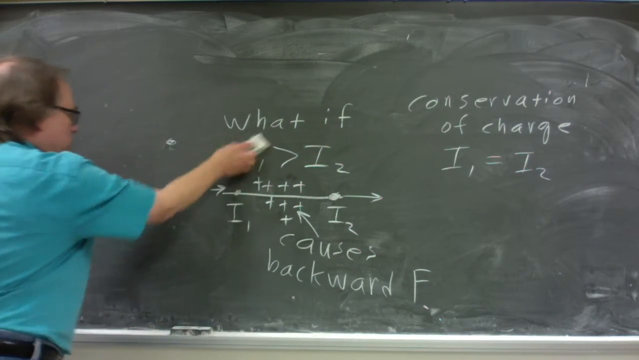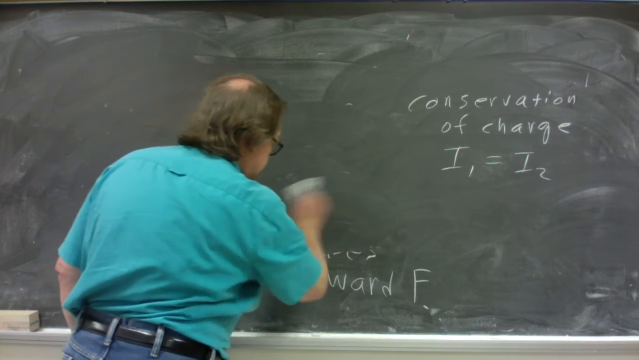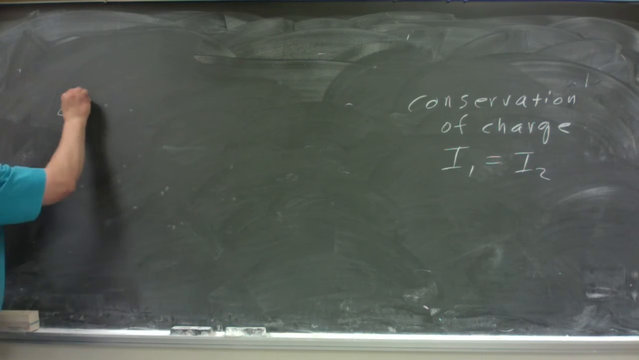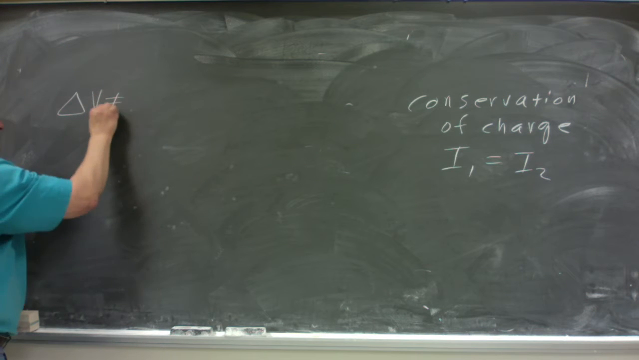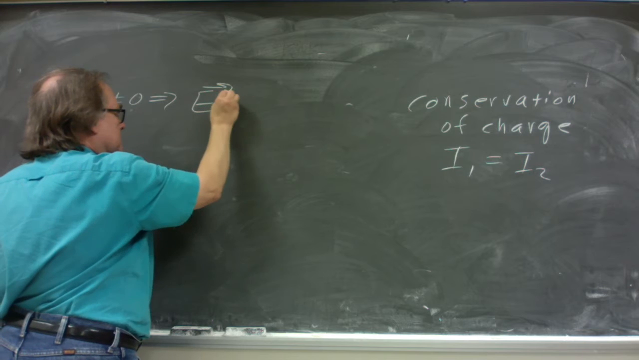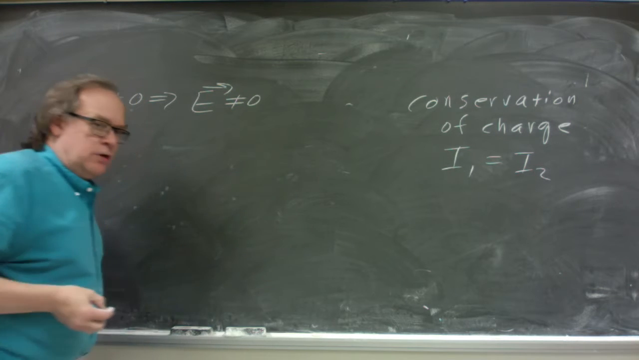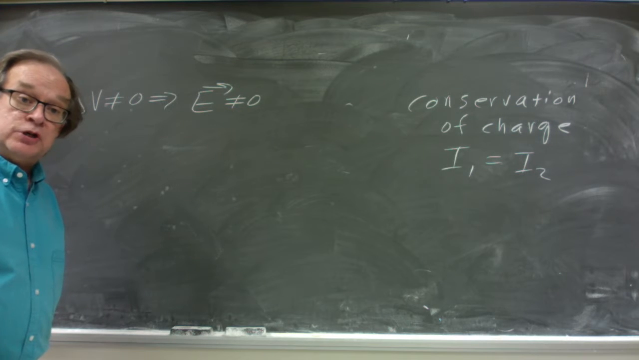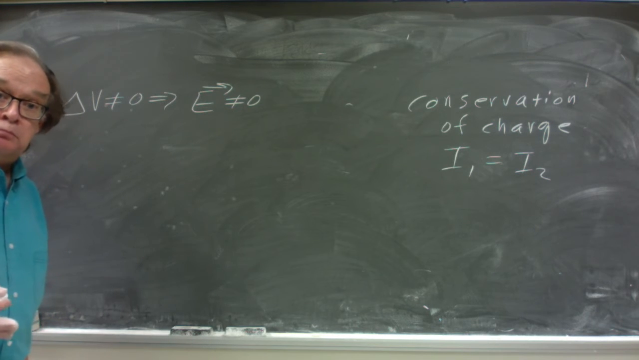All right, now what have we said so far? You need a potential difference to get an electric field. And if there is an electric field, there will be electric forces on charged objects, and that'll push them around.